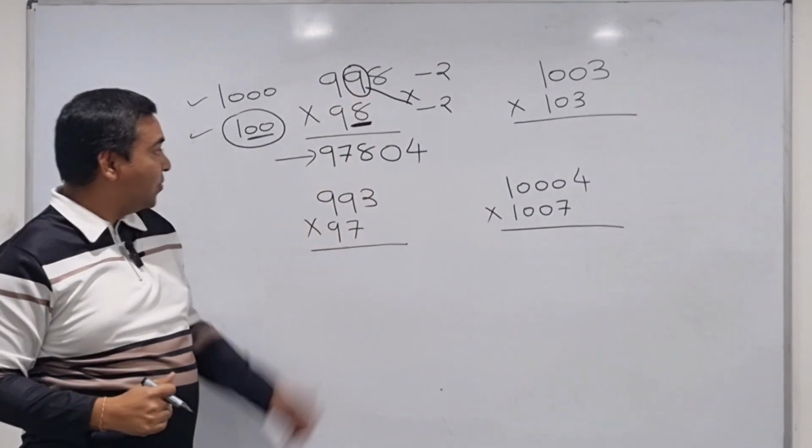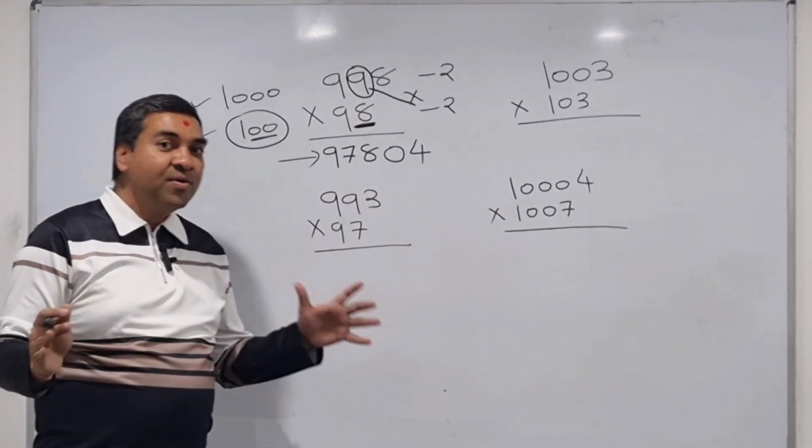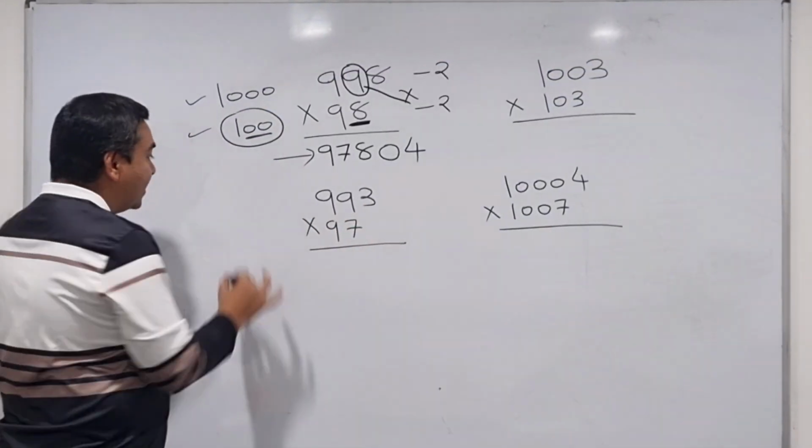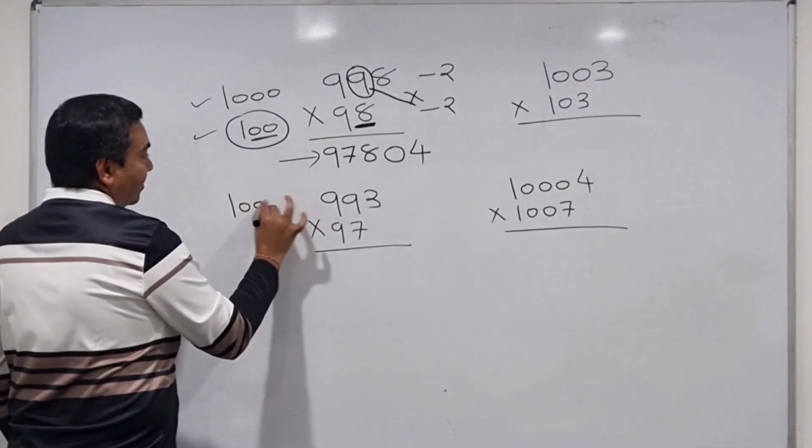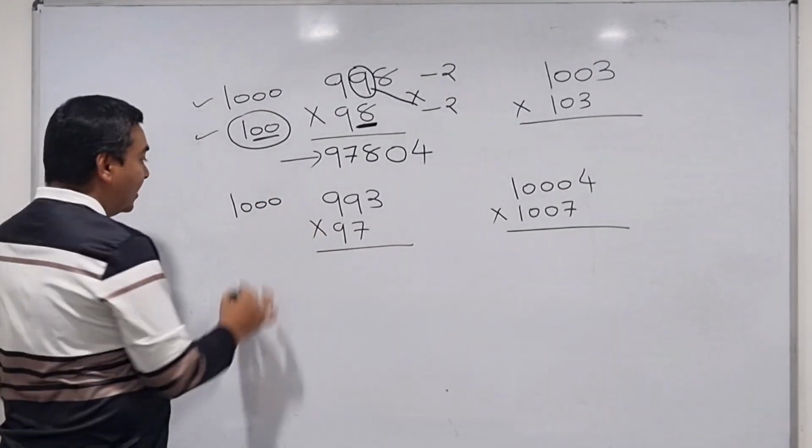If you understand the process, this is not going to take any time. Let's do another question. 993, what is the base? 1000. 97, what is the base?